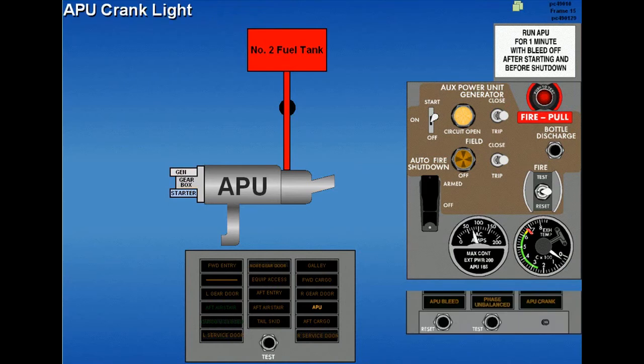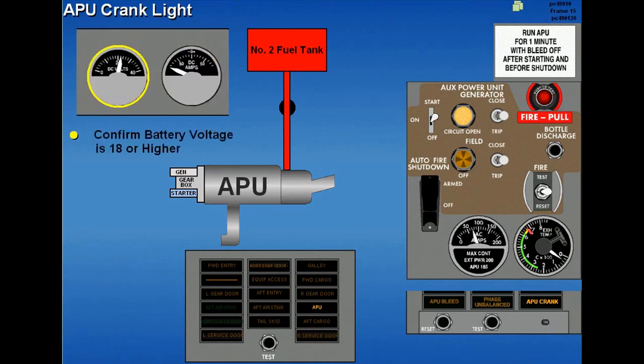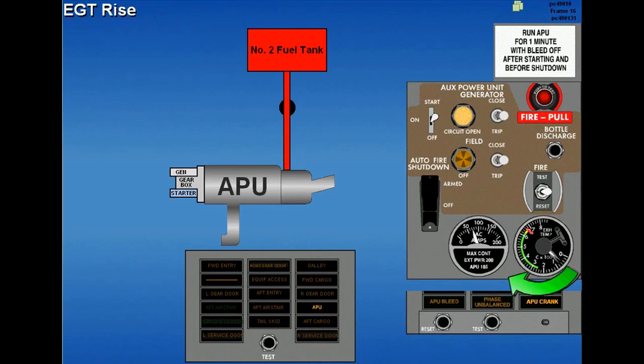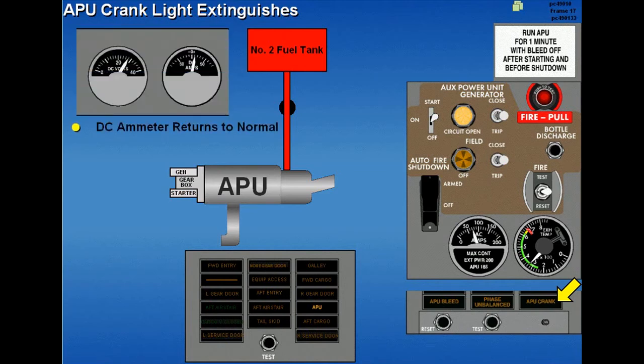Starter engagement is confirmed by illumination of the APU crank light and a full-scale discharge on the DC amp meter. Confirm that battery voltage is 18 or higher. A rise in EGT should occur within 15 seconds of crank light illumination. Within 30 seconds of initial EGT rise, the crank light should extinguish and EGT should stabilize in the green band. The DC amp meter then returns to normal.